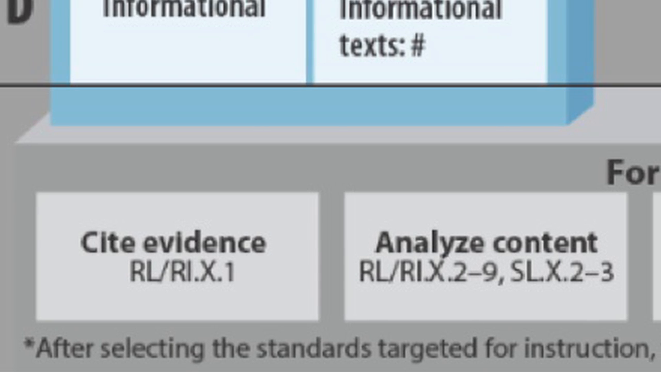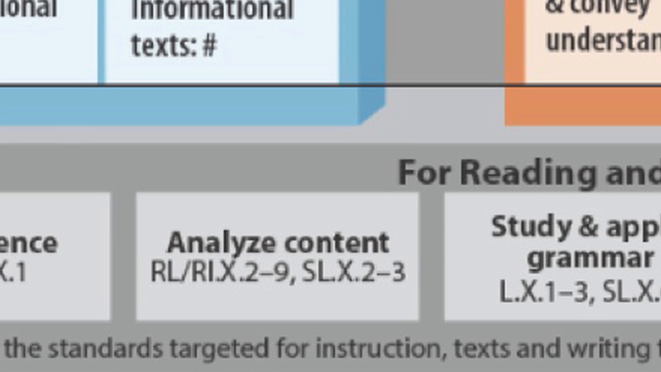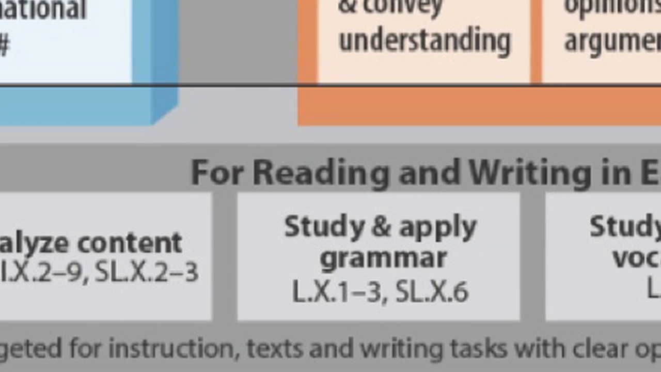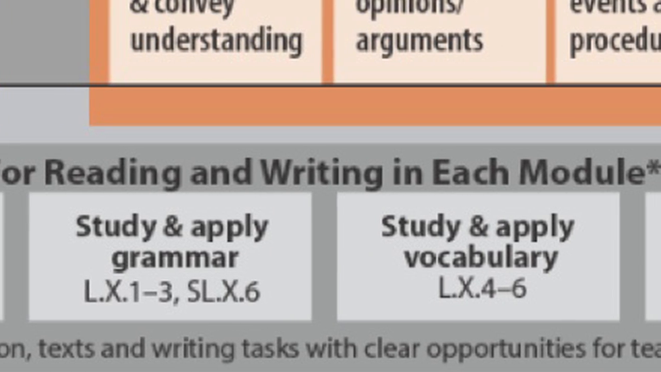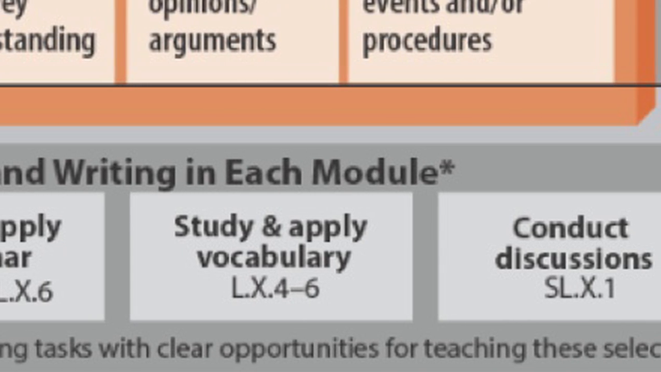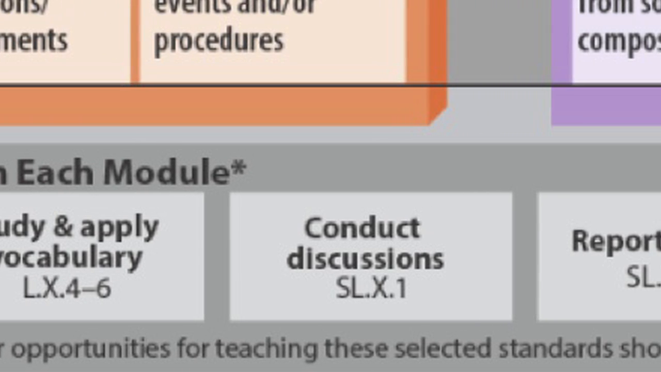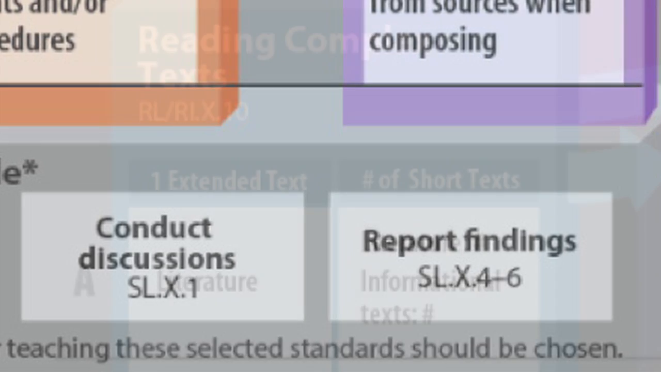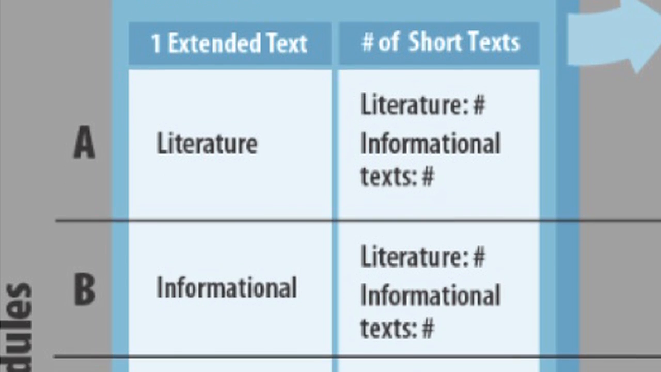The bar across the bottom represents the standards that will be taught and assessed in conjunction with the 3 major claim areas. For teachers and curriculum planners, this means that as teachers create student tasks that address the 3 major claim areas, they should also embed instruction on citing evidence, analyzing content, studying and applying vocabulary and grammar, conducting discussions, and reporting findings. These foundational skills are not meant to be taught in isolation, but rather integrated into the reading, writing, and research components.